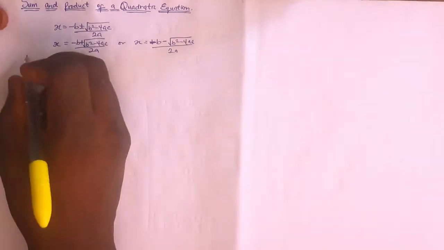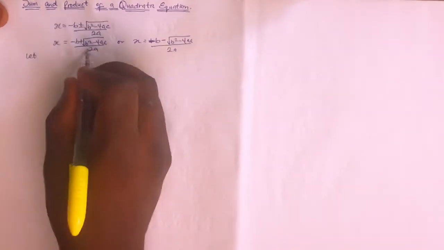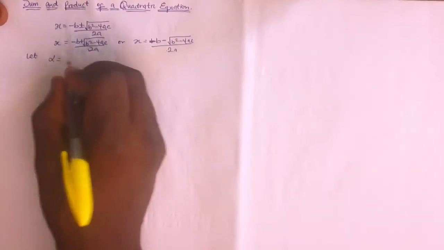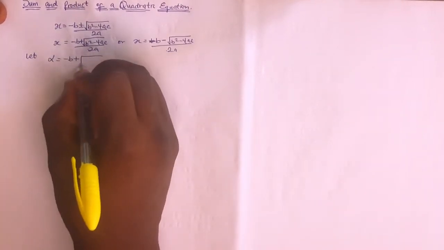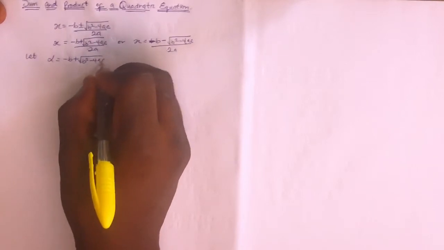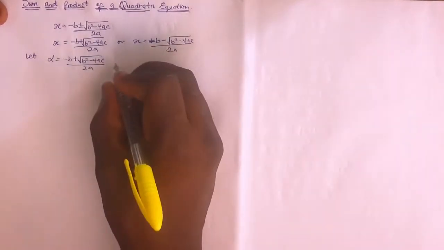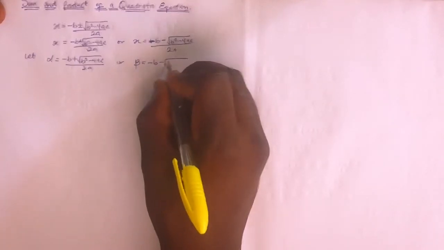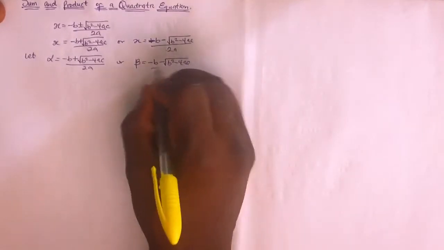Now, what do you think I can do in this case? Sum and product of a quadratic equation. Sum means addition, while product means what? Multiplication of two roots. Now, in this case, I will let alpha be this and beta be this, so that alpha equals minus b plus root of b squared minus 4ac all divided by 2a, and beta equals minus b minus root of b squared minus 4ac all divided by 2a.